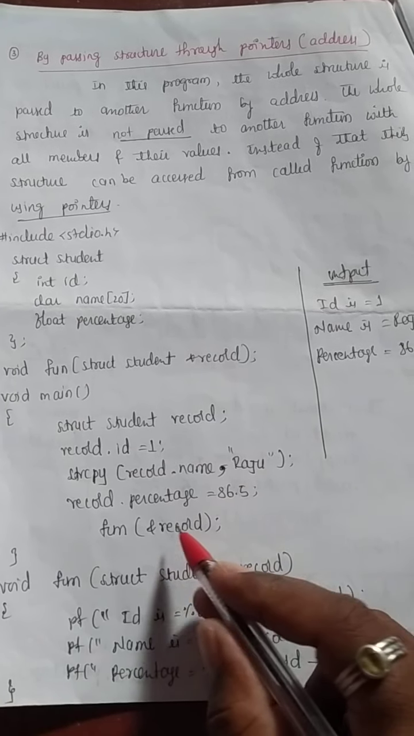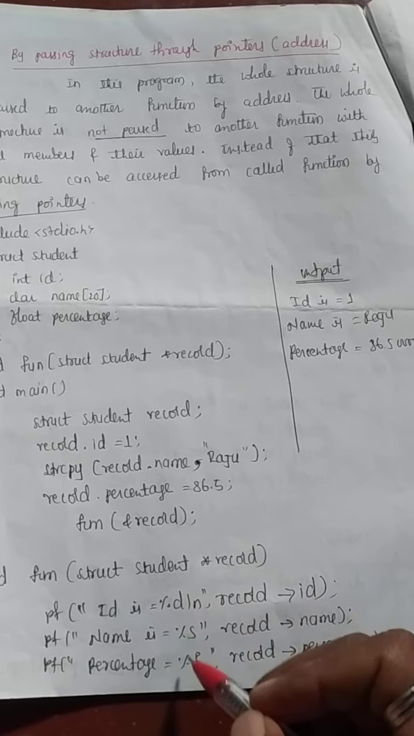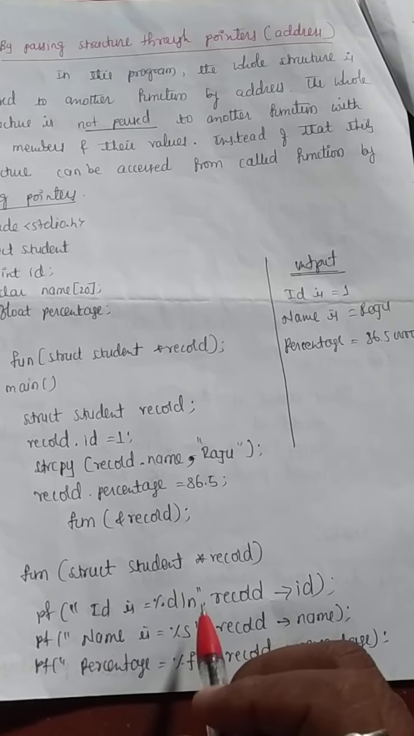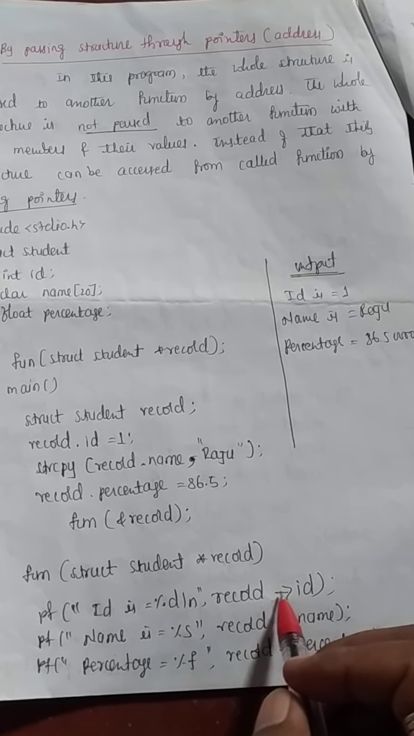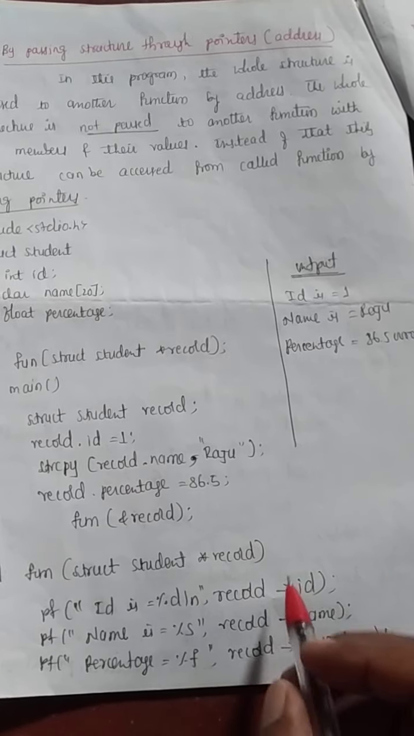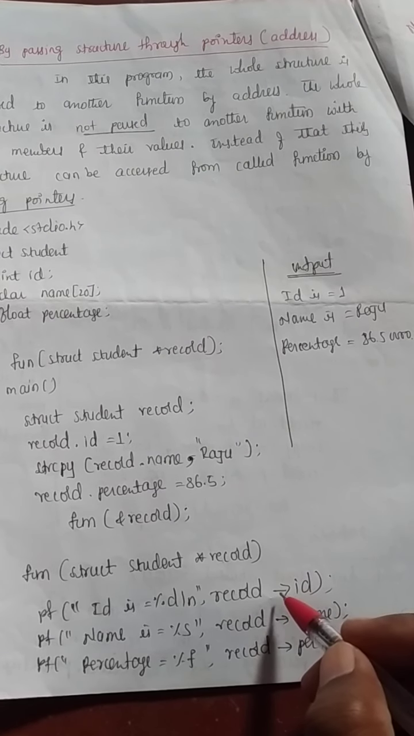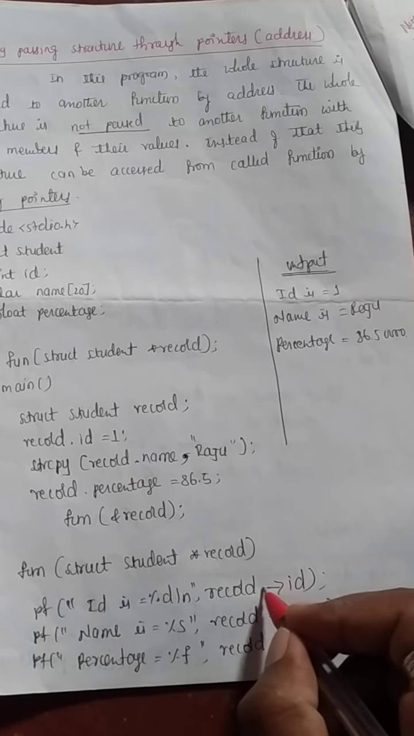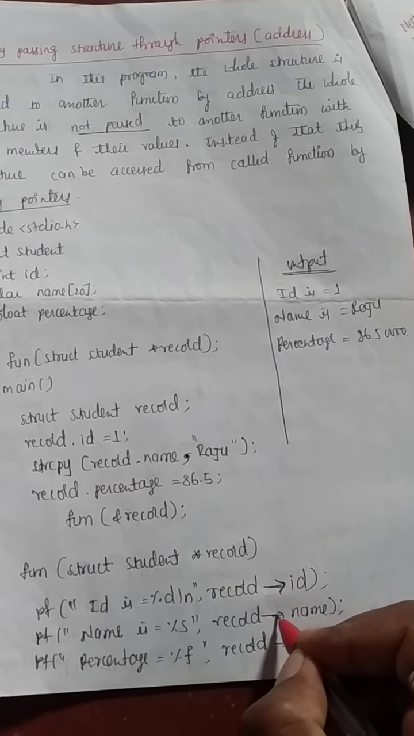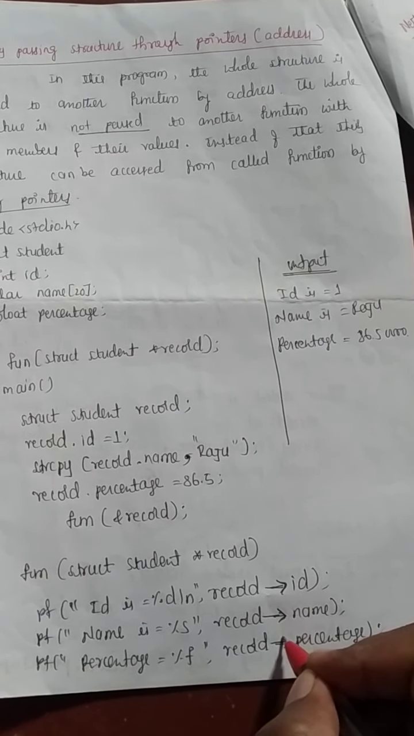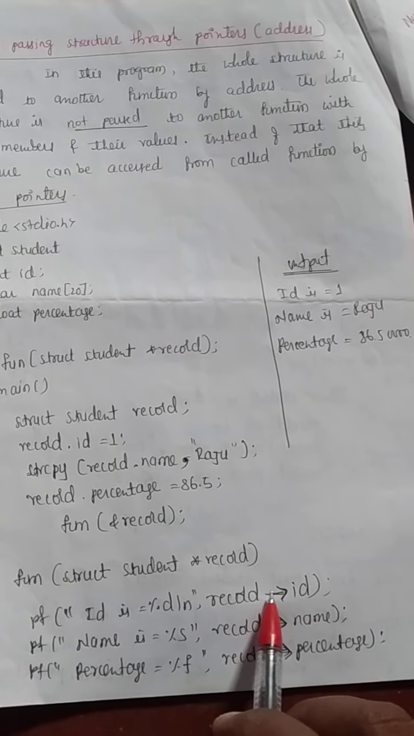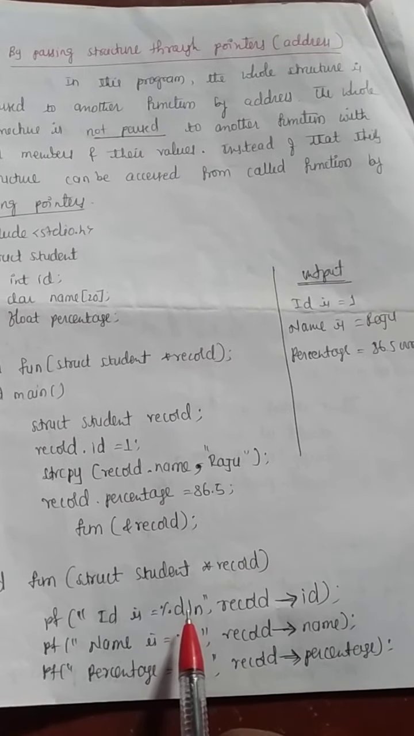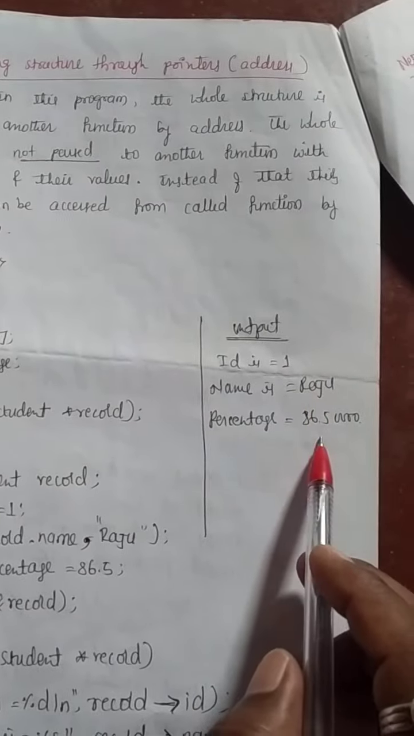When it has the address of this record, it can easily print the values on the screen using printf statements. Printf id is equal to %d comma record, and here you can see the arrow mark and id. This arrow mark is used when we are using pointers with structures. Instead of the dot operator we are using the arrow operator. So when we use pointers, we go for the arrow operator. Record arrow id, record arrow name and record arrow percentage. It prints the output as 1, Raju and 86.5.